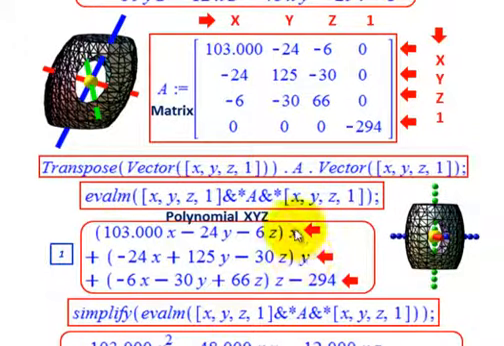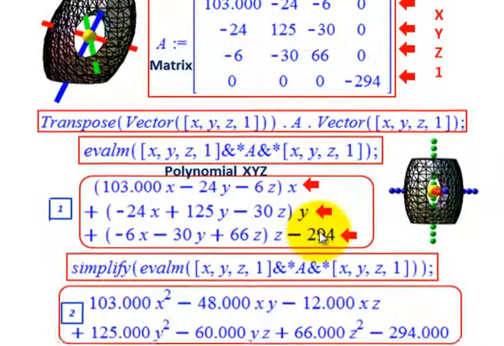So you see what's going on here. X you take times each one of those. So the x times your 103, x is x squared, and then the other cross terms. And y, well, you take y times your 125. That gives your squared terms, and then the other ones are the cross terms. And then finally, just that last row. That's using that evaluation. Minus 6x, minus 30y, plus 66z, that's our squared term, all times column z. And then we have that minus 294.